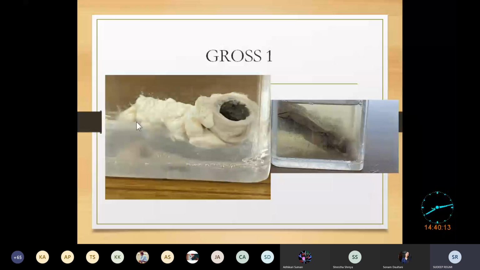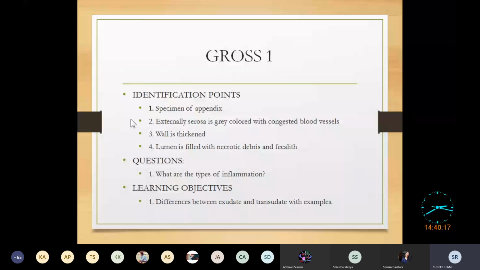This is the specimen of the appendix, where externally the serosa is gray colored with congested blood vessels. The wall is thickened and the lumen is dilated, which you can see. The lumen is dilated and filled with necrotic debris and fecalith. Fecalith means? Fecal matter. Okay, you can call it fecal matter.